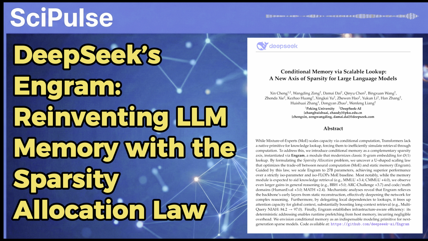Okay, so this brings us to the theory behind it. They didn't just stumble on this. They formulated this whole problem they call the sparsity allocation problem. Right, and the question is pretty simple but profound. If you have a fixed budget of parameters, of electricity, how do you split your resources between the thinking part, the neural net, and the memory part, the Engram? And the solution they found is what's really fascinating. It's a U-shaped scaling law.